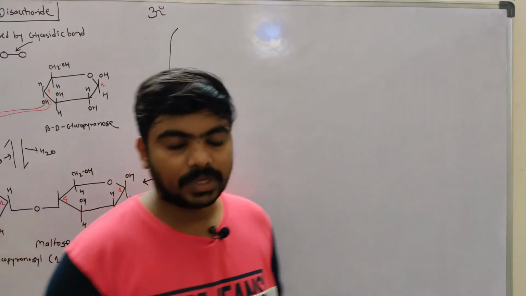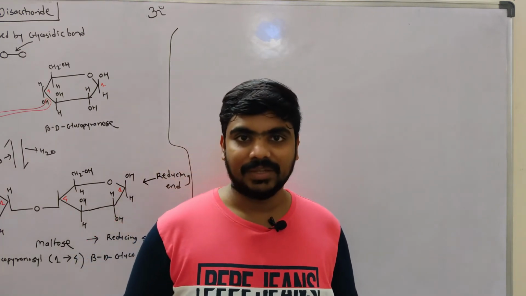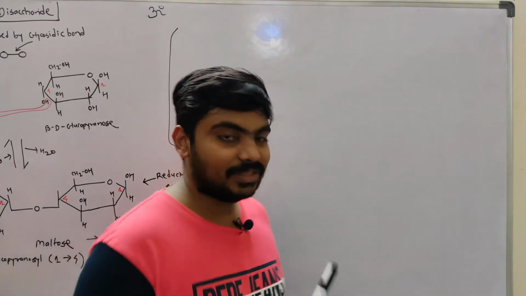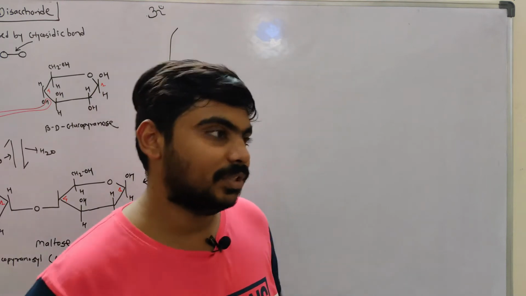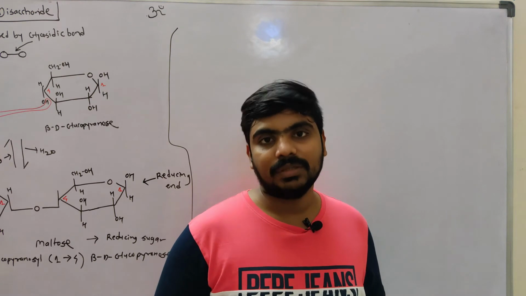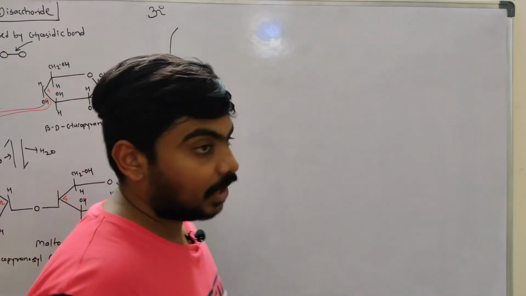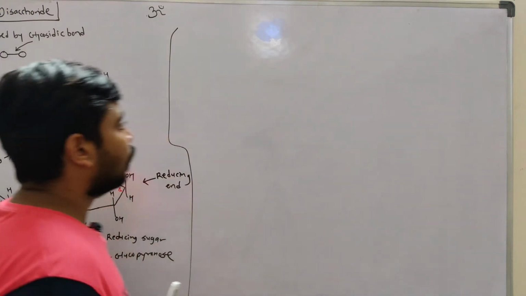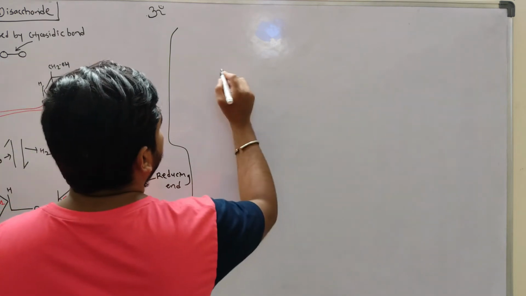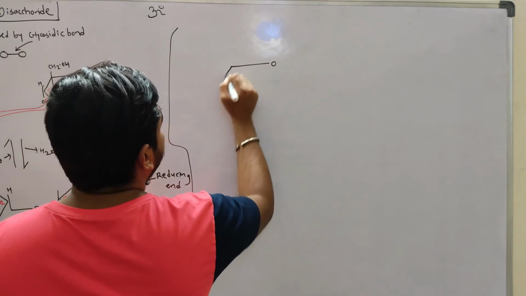Now we will see another disaccharide, which is lactose, which is present in our milk. Whatever milk we add in tea or coffee, there is lactose in it. Lactose is a disaccharide which has two monosaccharide units: beta galactose and beta glucose. We will draw the structure of lactose. First we will draw beta galactose.